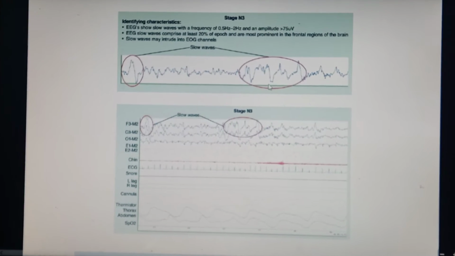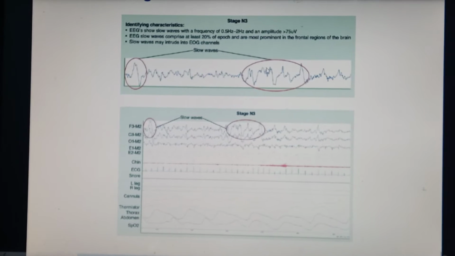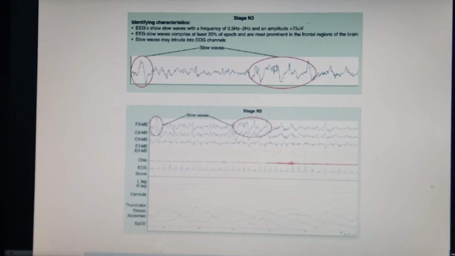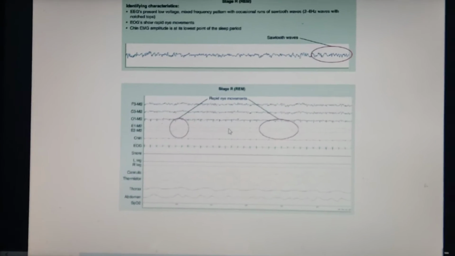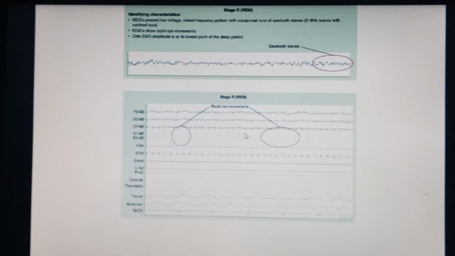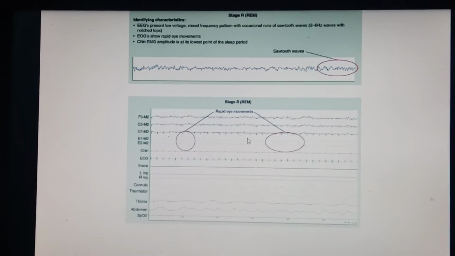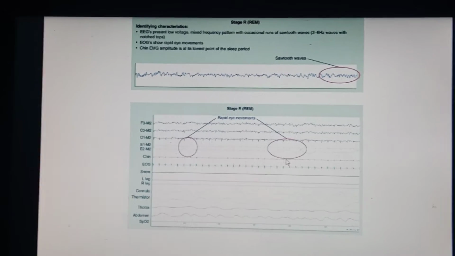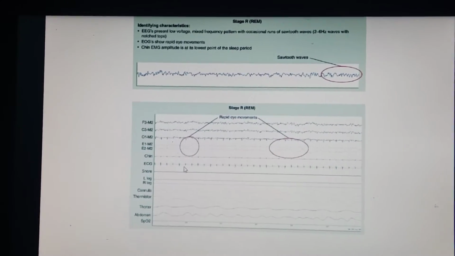If you measure the amplitude of these slow waves, it is usually more than 75 microvolts, sorry. Okay, now this is REM. This pattern looks like stage one, but the only thing you will see here is the rapid eye movement and chin tone.